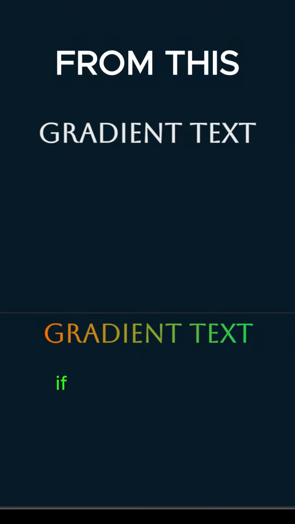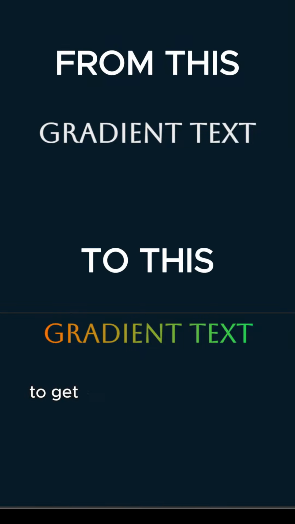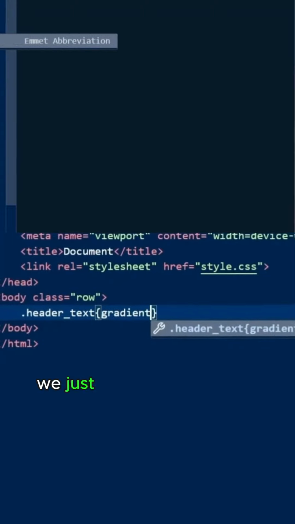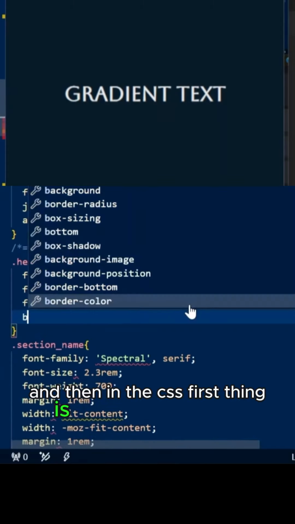Hey coders! If you've ever wanted gradient text, luckily it's not that hard to do. To get a gradient color effect on some text using CSS, the very first thing is to create a gradient. So in HTML, we just have a header text class. That's what we're styling. And then in the CSS, first thing is to create a gradient.